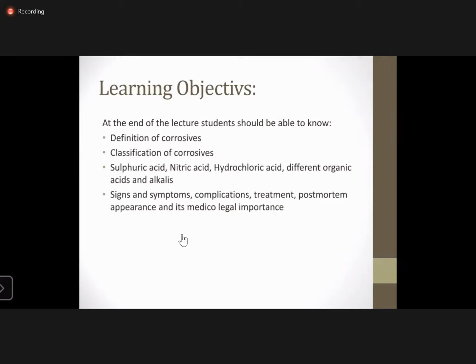Corrosives can be defined as those substances which corrode, and the literal meaning of corrode is to eat, or you can say it destroys. It causes destruction or dissolution of the tissues that come in contact with it by direct chemical action. They mainly act on the gastrointestinal tract and to some extent on the respiratory tract. In general, you have to know that there is no significant systemic action, with the exception of shock.